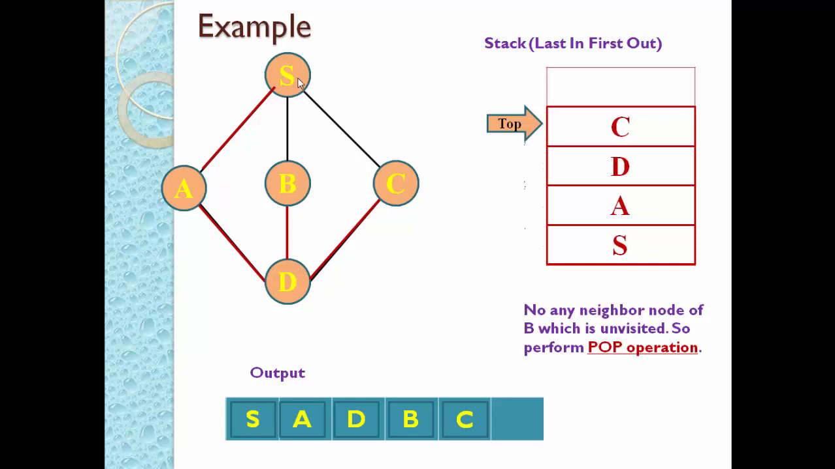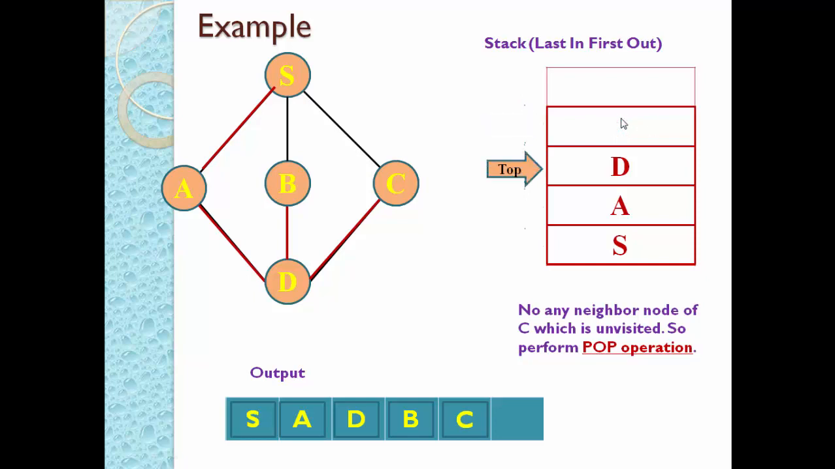As S is already visited and D is already visited, we have to perform a pop operation, because there is no neighbor node of C which is unvisited. When you perform the pop operation, at that time top will be decreased by 1 and C will be removed. Now the top of our stack is the D node.